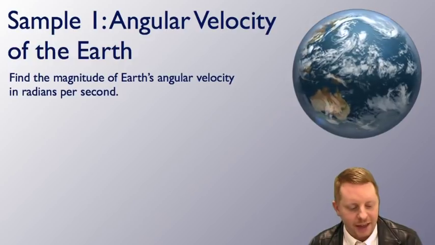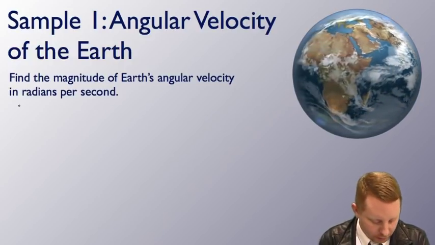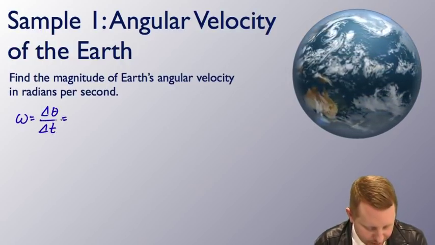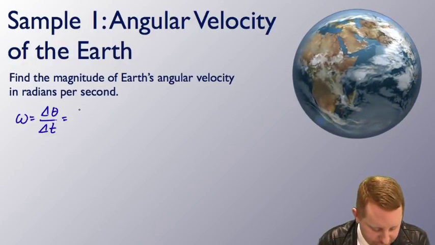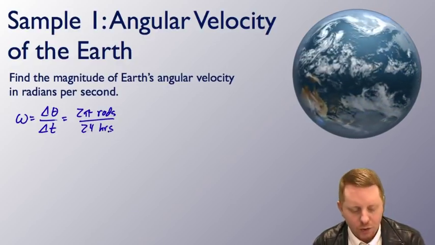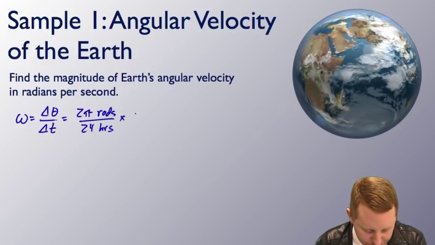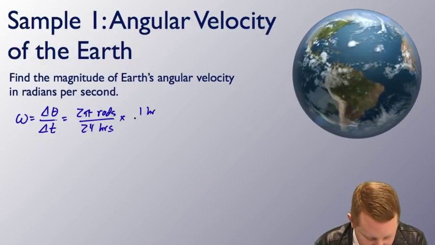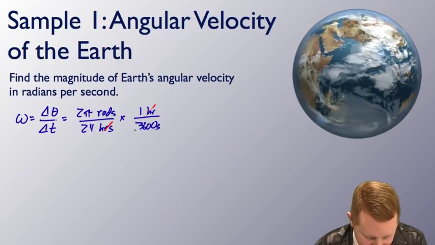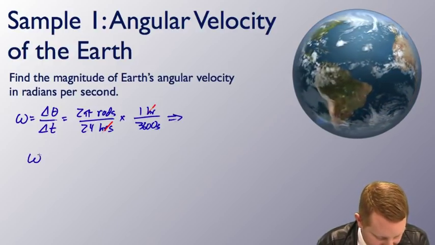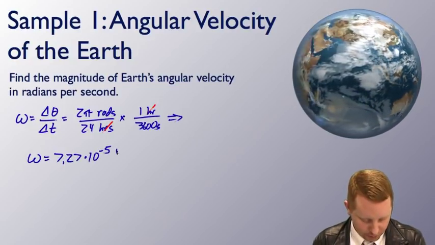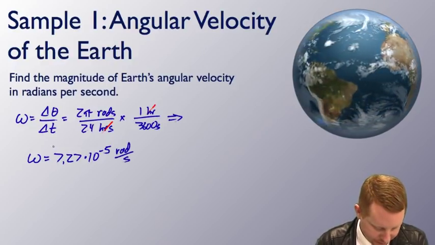Find the magnitude of Earth's angular velocity in radians per second. Well, omega is going to be delta theta divided by the time interval. And one time around for the Earth, that's 2 pi radians, takes 24 hours. But I don't want that in terms of hours, I want it in terms of seconds. So I'll multiply by 1, writing 1 hour as 3600 seconds, so that now my hours will make a ratio of 1, cancel out, and I end up with an angular velocity of 7.27 times 10 to the minus 5 radians per second.